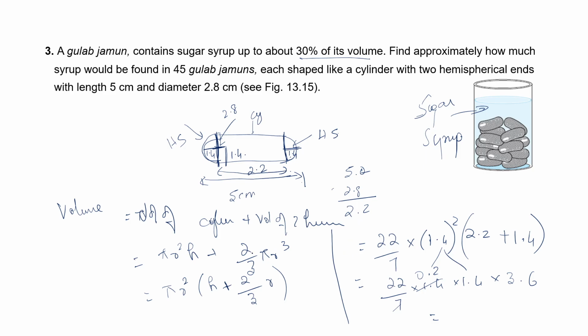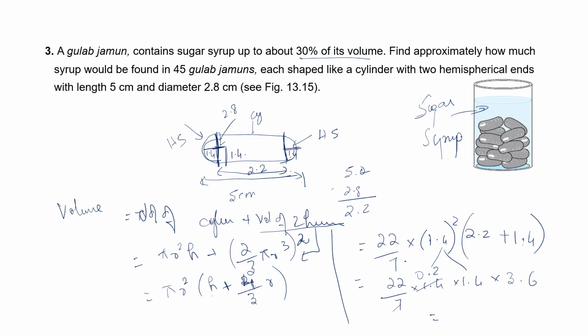Here we have done one mistake. See here, volume of two hemispheres, so I have to multiply this by 2. Here it should be 4 by 3. Please try to understand. Volume of one hemisphere only I have taken previously, but we have to take both the sides, so I have to multiply this by 2. So that means it will become 4 by 3 r.